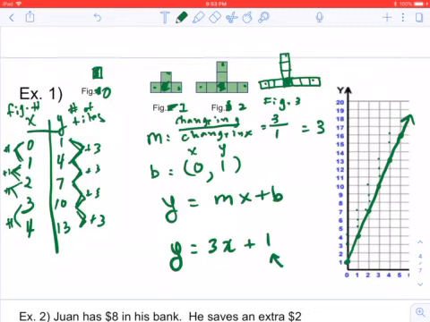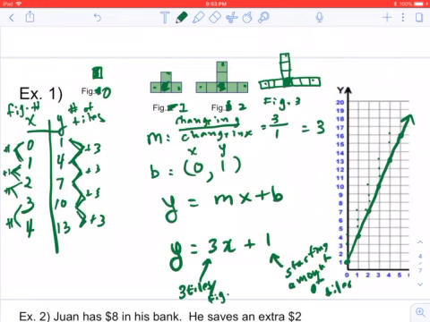So we start with, that's our starting amount of tiles. We're growing by the rate of 3 tiles per figure. X is representing the figure number, and Y is representing the number of tiles.